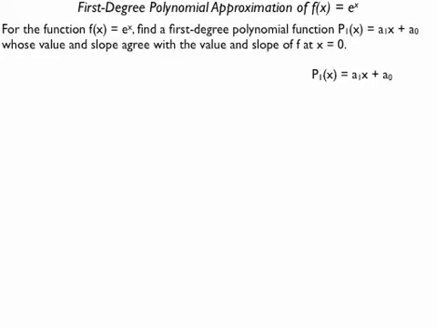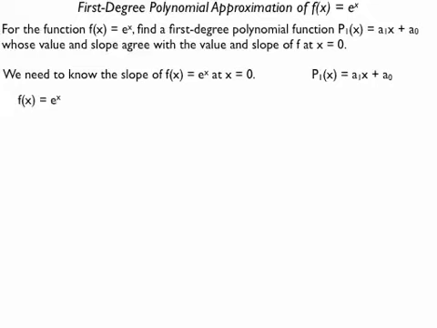I just rewrite this down because I need to fill in numbers for a sub 1 and a sub 0. And remember, what we need to know is the slope of f of x equals e to the x at x equals 0. I want the slopes to be the same. So, for f of x equals e to the x, the slope at 0 is 1. We took the derivative of e to the x, we substituted 0, and we got 1. So I'm going to rewrite my equation here as p sub 1 of x is 1x plus a sub 0.